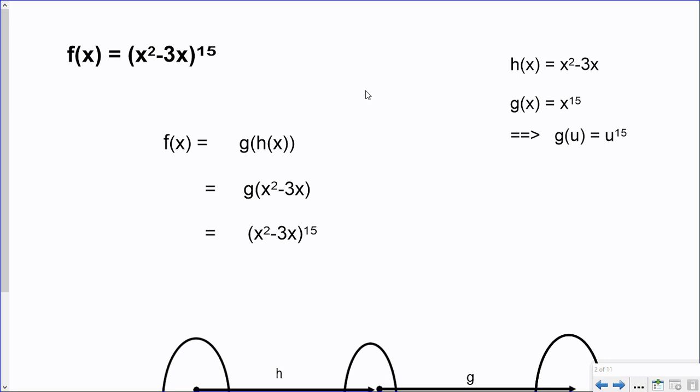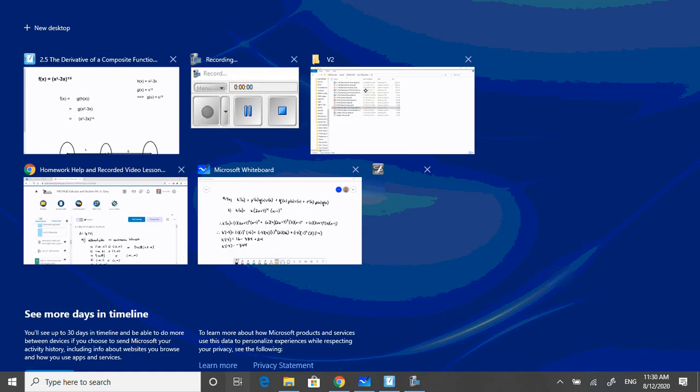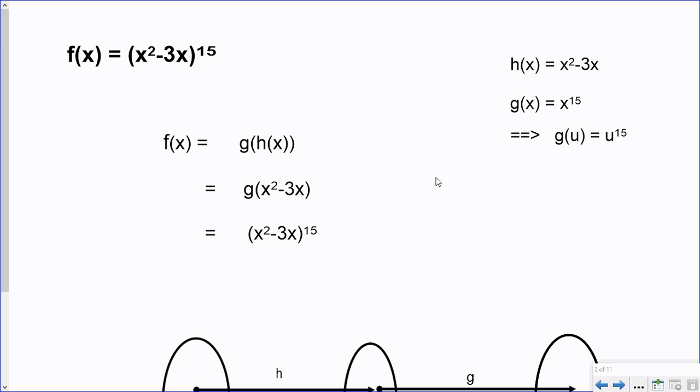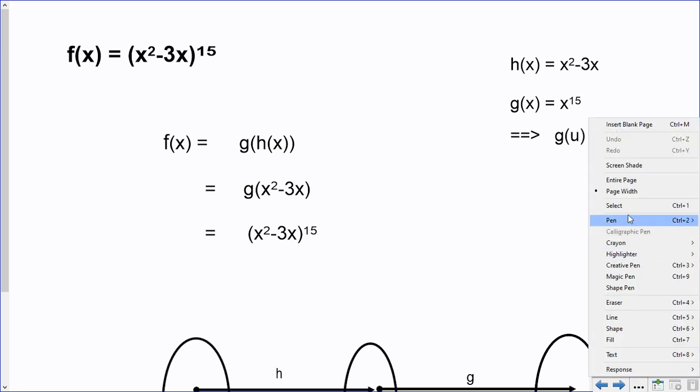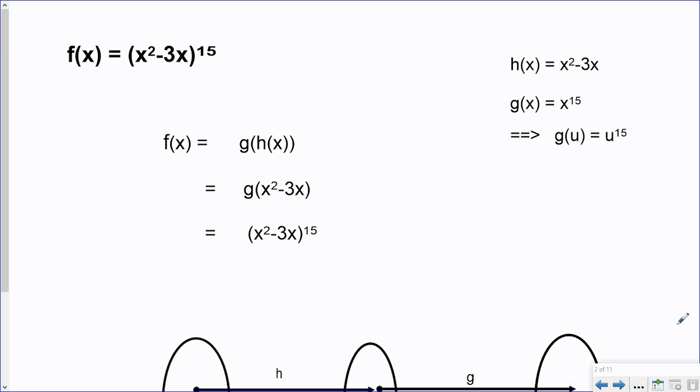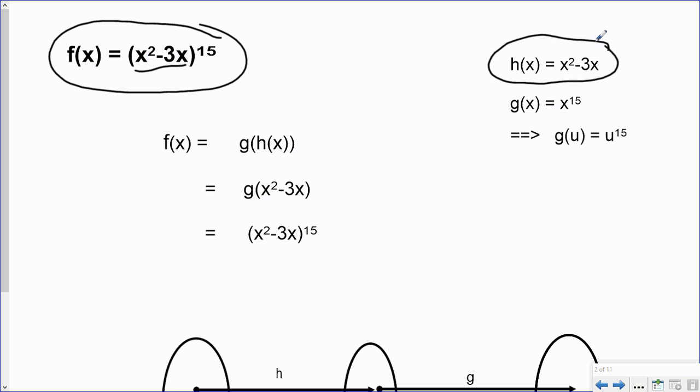So here's our function. f at x equals x squared minus 3x, all raised to the power of 15. Now, composite functions involve a combination of functions here. And I think it won't take us very long to realize that we've got a quadratic function, x squared minus 3x. I'm going to call that h at x over here. And then I've also got a function x raised to the power of 15. I'm going to call that g at x.